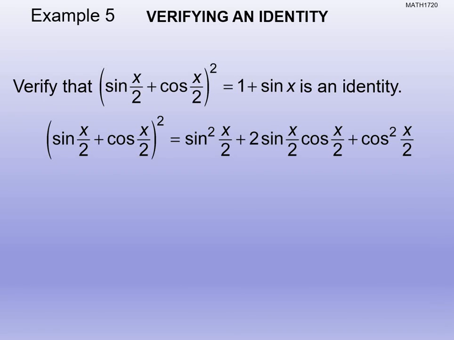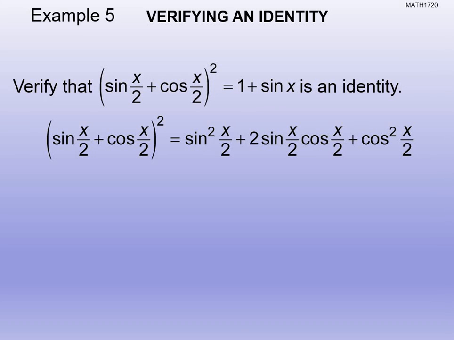Do your box method. But when you multiply this out, remember when you're squaring something, you're timesing it by itself. You end up getting sine squared of x over 2 plus 2 sine of x over 2 times cosine of x over 2 plus cosine squared of x over 2. All right, so now we have multiplied all of that out.